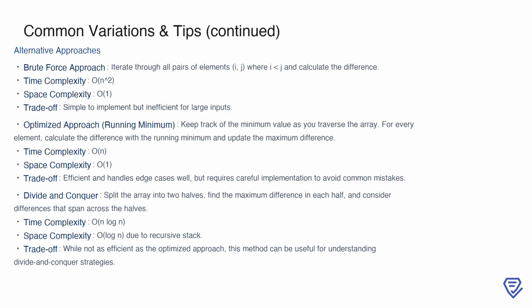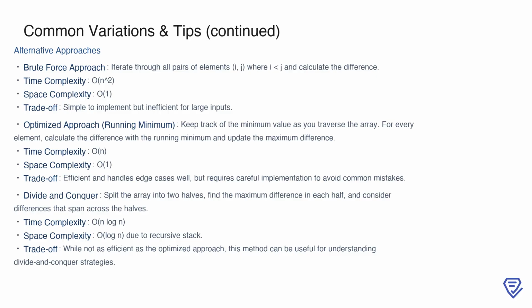In contrast, the optimized approach uses a running minimum. As you traverse the array, you keep track of the smallest value encountered so far and calculate the difference with the current element. This method is highly efficient, with a time complexity of n and a space complexity of 1. However, it requires careful implementation to avoid common pitfalls, like forgetting to update the running minimum.